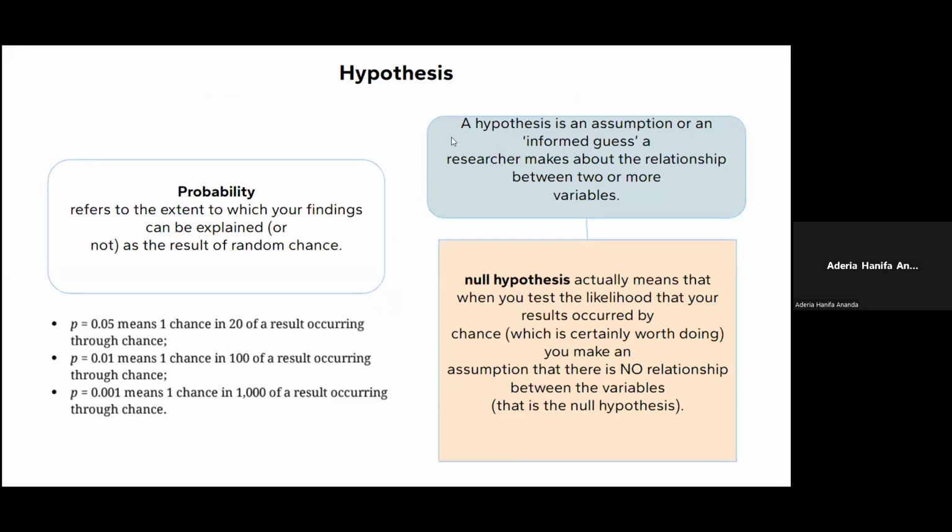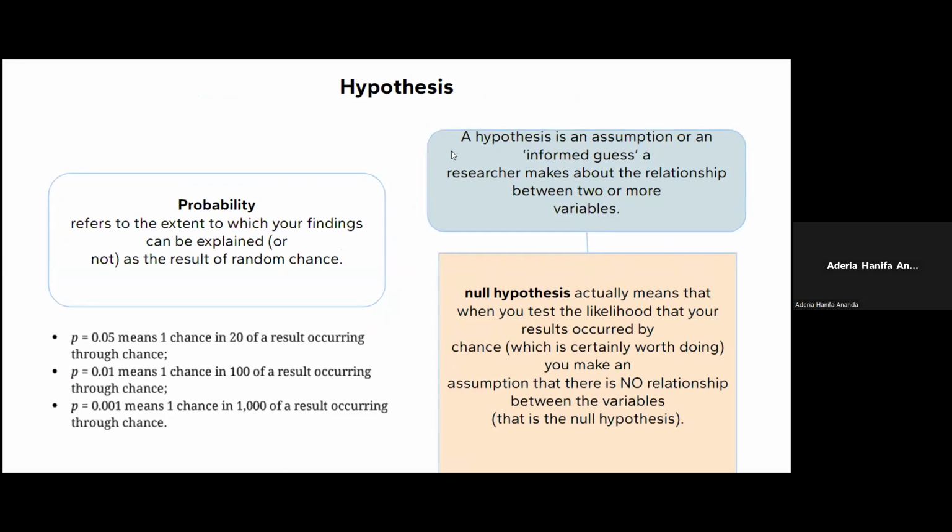Okay, this is the hypothesis that we can define first. A hypothesis is an assumption or informed guess a researcher makes about the relationship between two or more variables, and it refers to the extent to which your findings can be explained or not as the result of random chance.